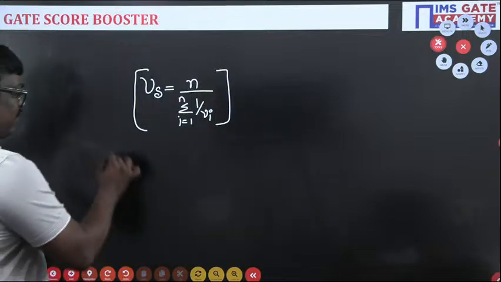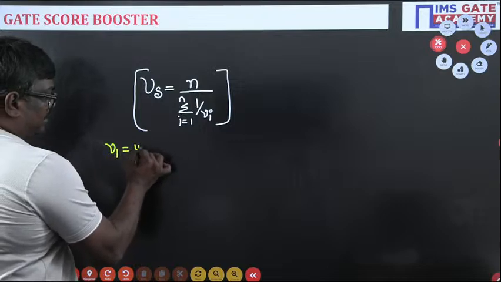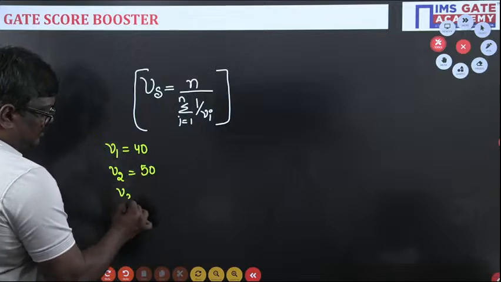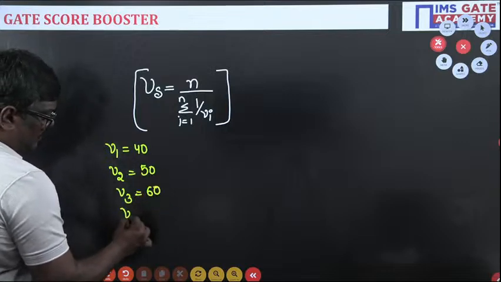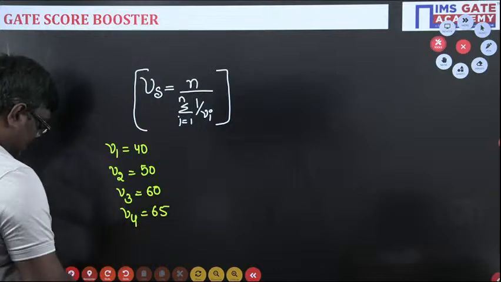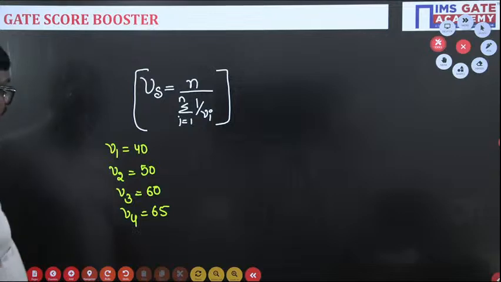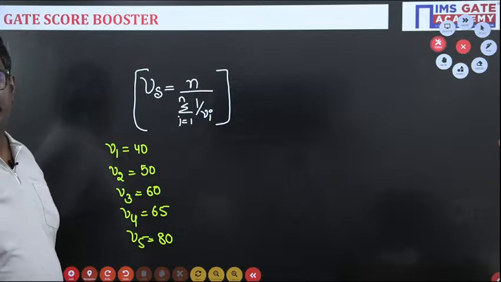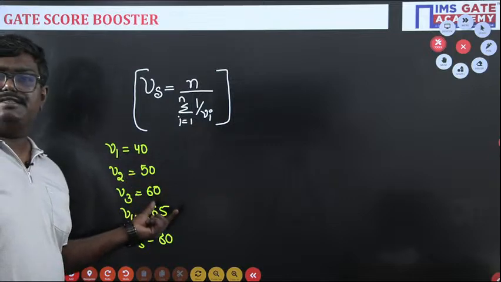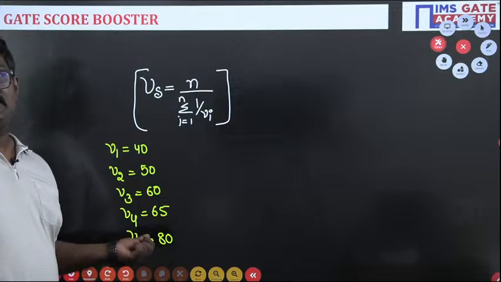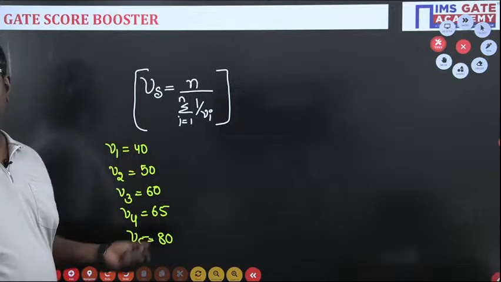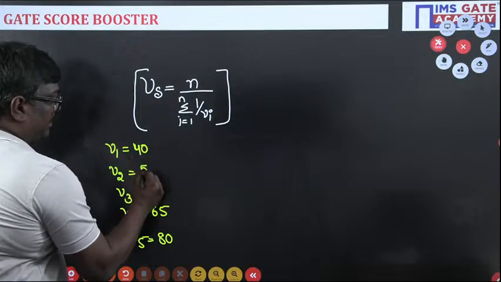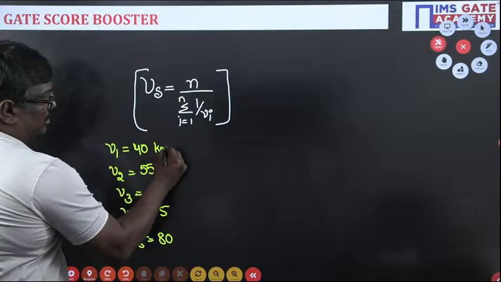In this, they have given velocity V1 is equal to 40, V2 is equal to 55, V3 is equal to 60, V4 is equal to 65, and V5 is nothing but 80. So 40, 55, 60, 65 and 80 km per hour are the velocities they have given. All the units are in kilometer per hour.